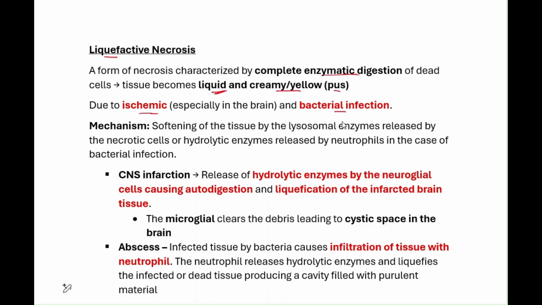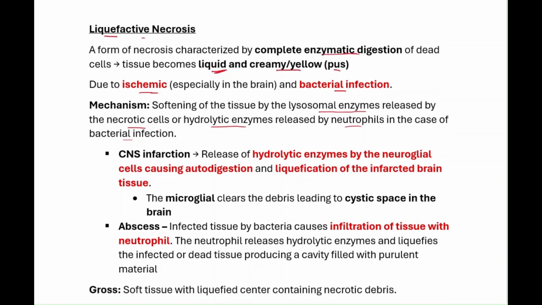Bacterial infection will also lead to liquefactive necrosis, because with bacterial infection, neutrophils are involved, and the neutrophil is going to release its hydrolytic enzyme. And those hydrolytic enzymes are going to what? Hydrolyze the tissue. And like we mentioned earlier, if somebody has coagulative necrosis, it will also progress to liquefactive necrosis. So let's look at the mechanism of liquefactive necrosis. Softening of the tissue by lysosomal enzymes released by necrotic cells, or hydrolytic enzymes released by neutrophils in the case of bacterial infection. So we're going to look at two examples here.